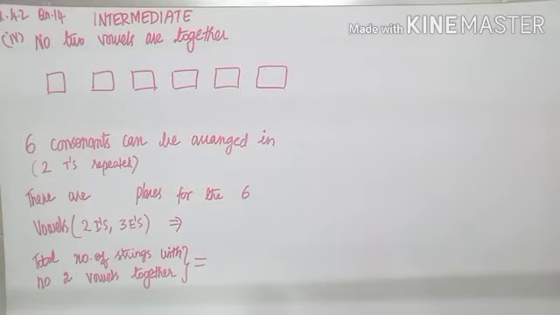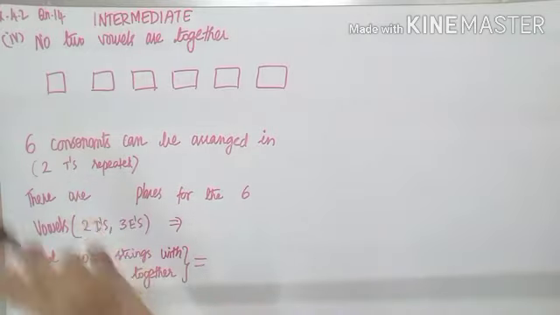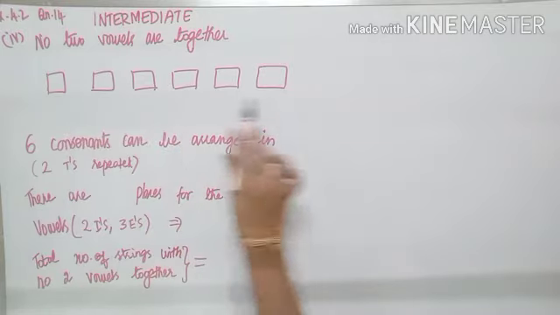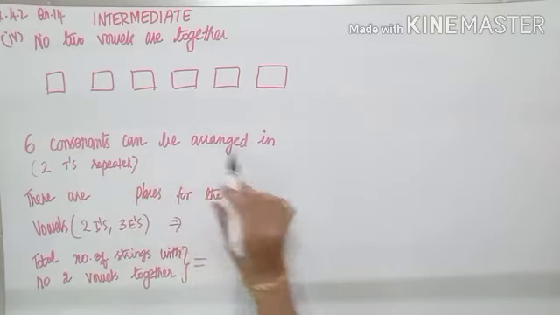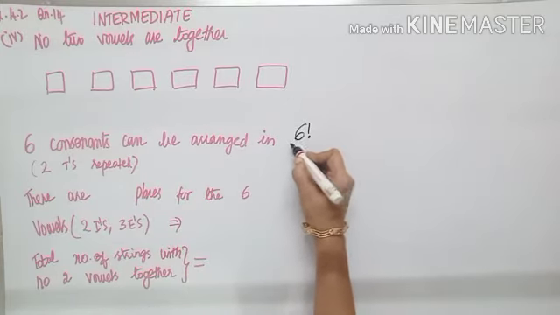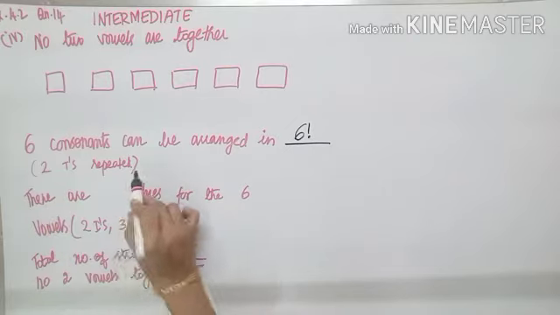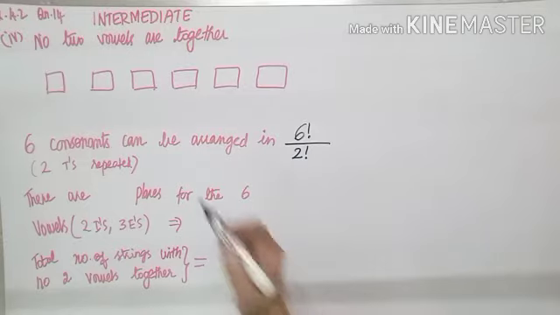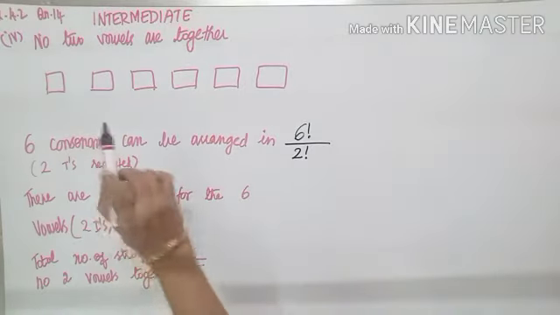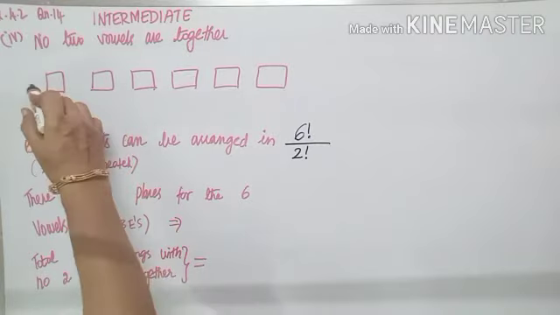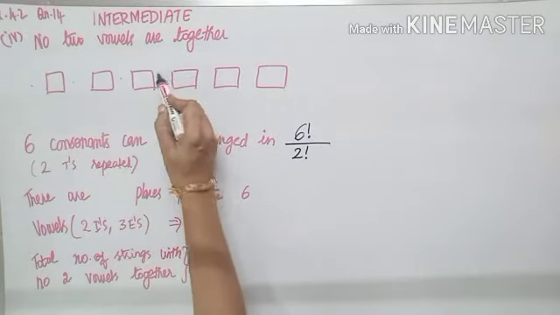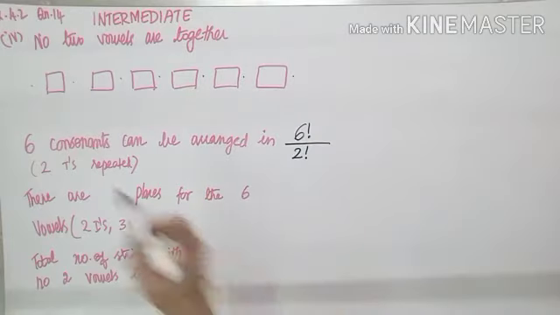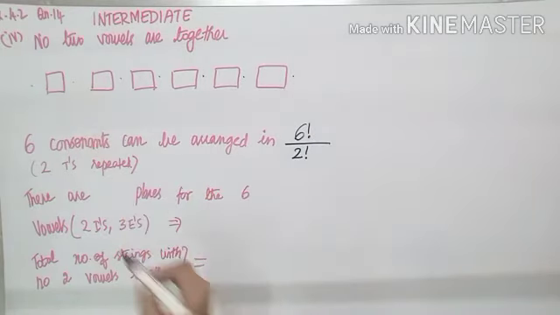Fourth subsection, no two vowels are together. How many consonants are there? 6. The 6 consonants, there is no restriction. So 6 consonants can be arranged in 6 factorial ways, but 2 t's are repeated. So divide by 2 factorial ways. Now the vowels are not together implies 1, 2, 3. So these are the places where the vowels can come. 3, 4, 5, 6, 7 places. 7 places for the 6 vowels. So there are 7 places for the 6 vowels.